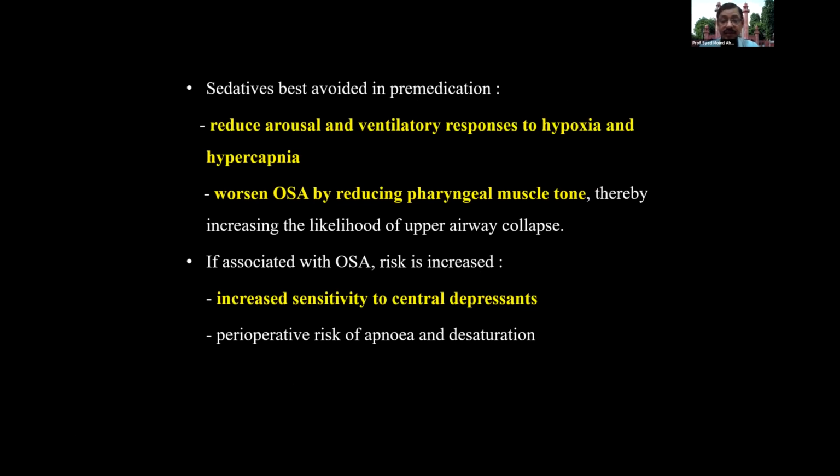Would you like to use sedatives? Now, as I said, these people are very sensitive to the sedatives, and that is why your sedatives should be as limited as possible. At the same time, they are being worsened with OSA, and you should limit your sedation as much as possible.